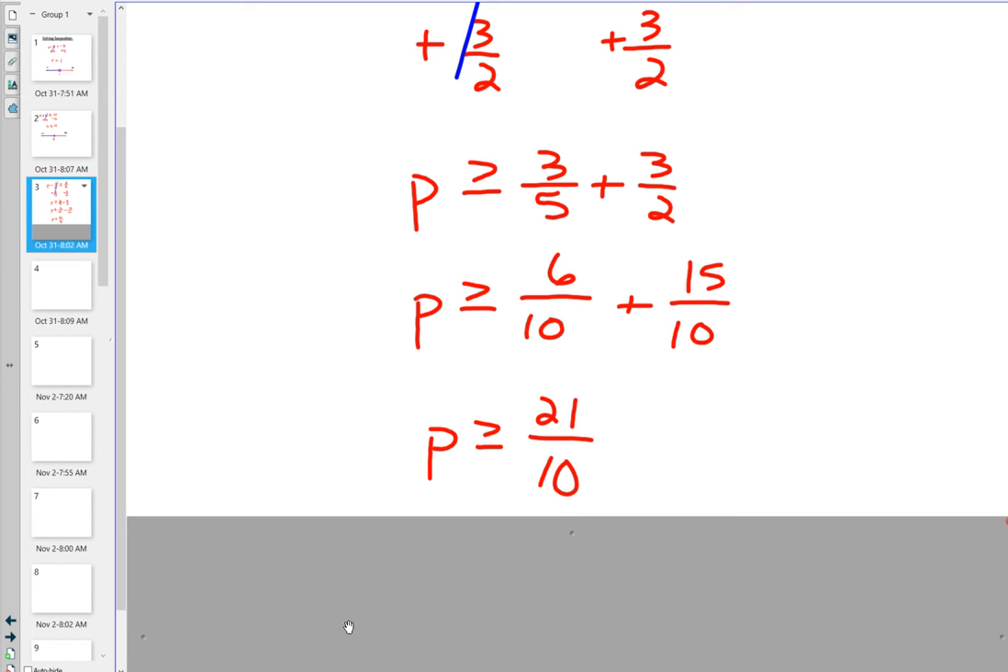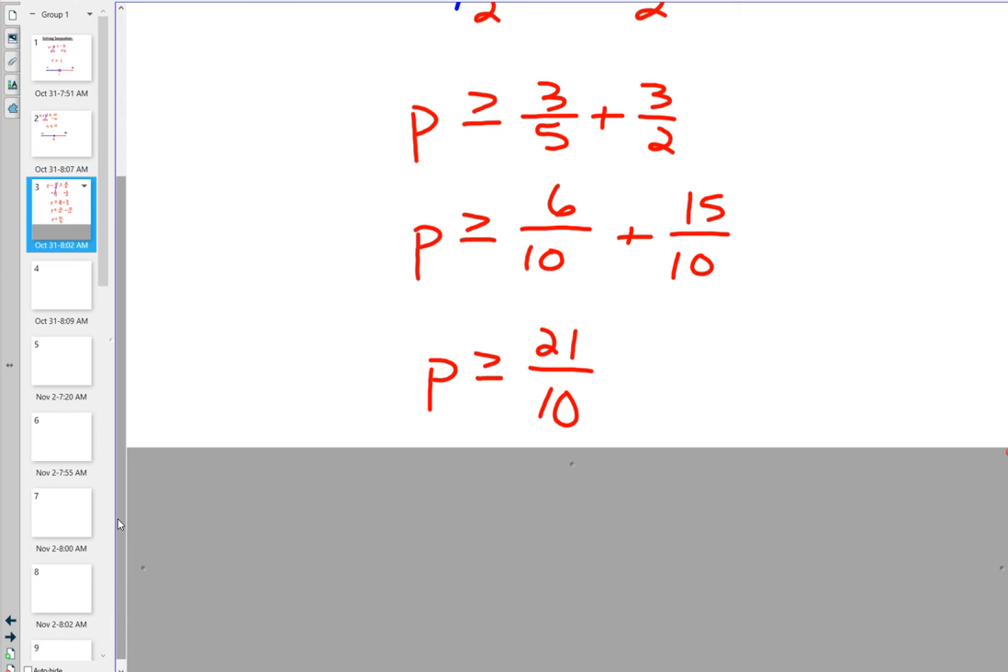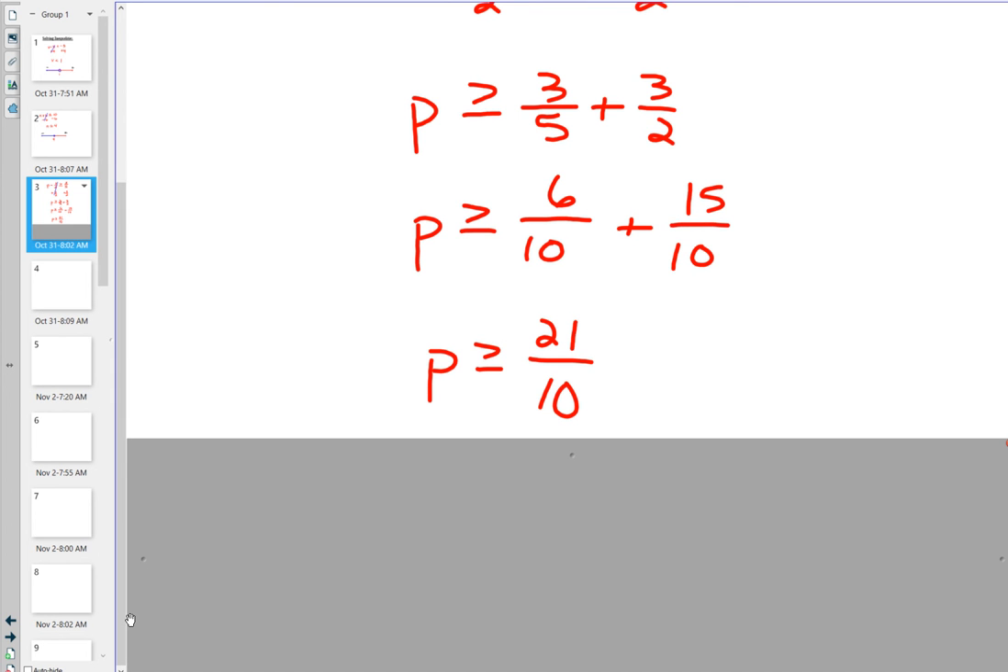But wait, mister, can't you reduce though? Well, no, 21 and 10 don't have a common factor. So we leave it as is. My critical point is 21 over 10. What's going to happen on top of 21 over 10? It is going to be shaded.